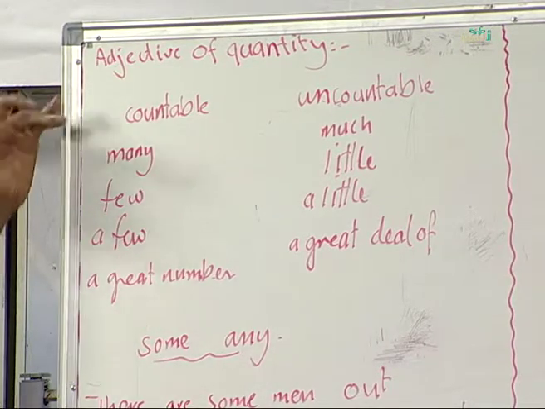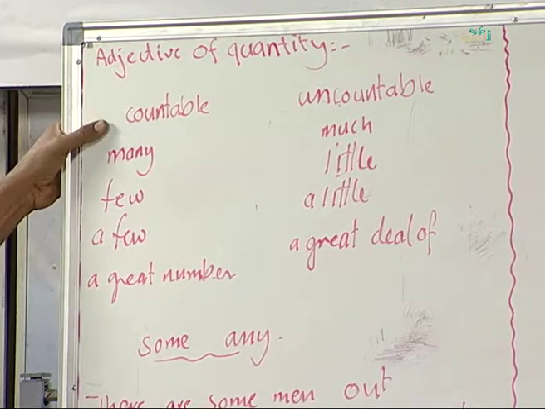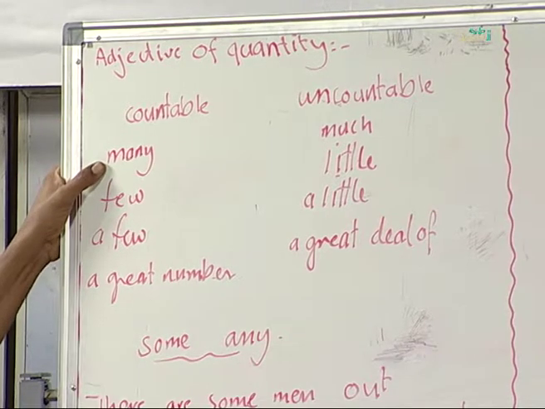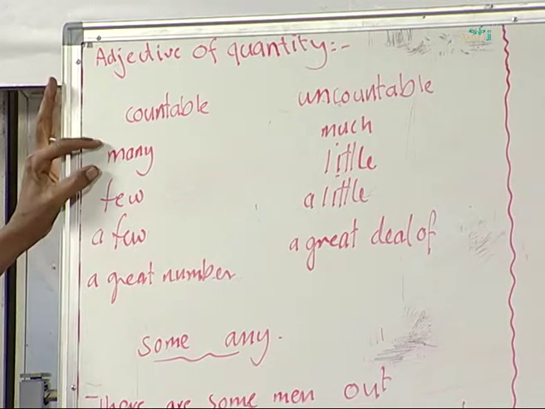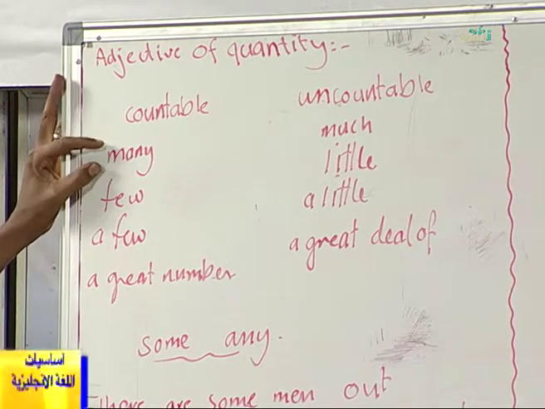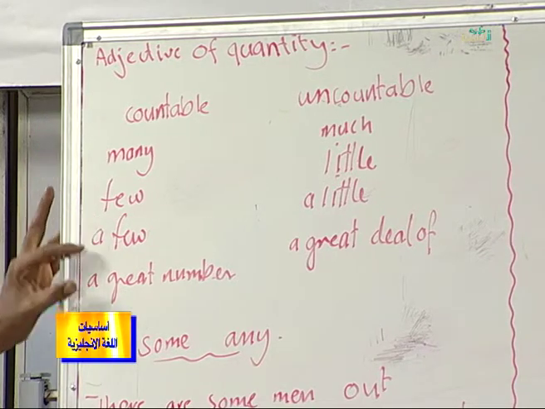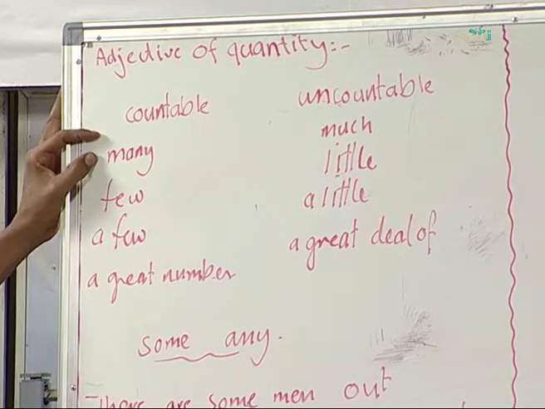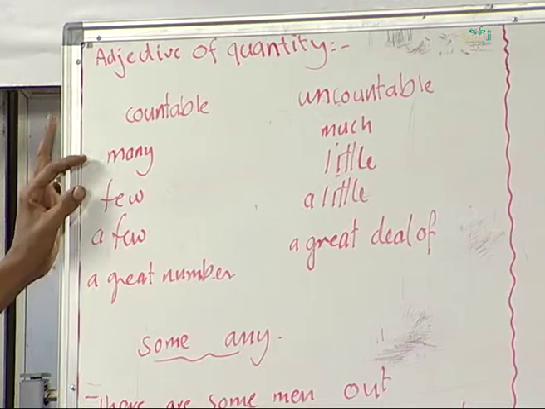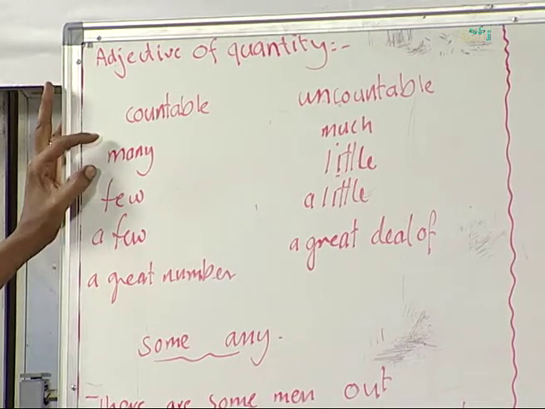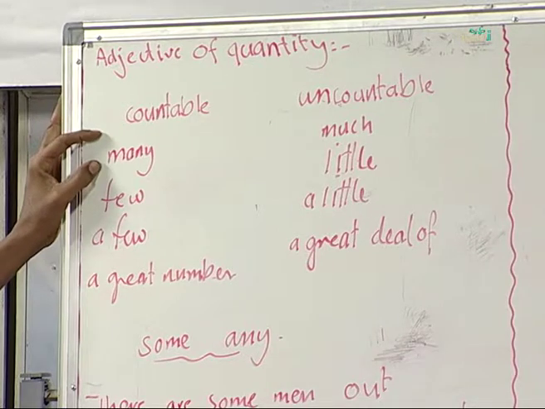For the adjectives that we are going to use with countable nouns, we have to use many. For example, how many brothers have you got? Here, it's a question with how many brothers. And as you will see, the noun which comes after many or few or a few or a great number has to be plural. How many brothers? I have got, for example, 2 brothers. How many sisters? I have got 2 sisters. How many pens have you got?